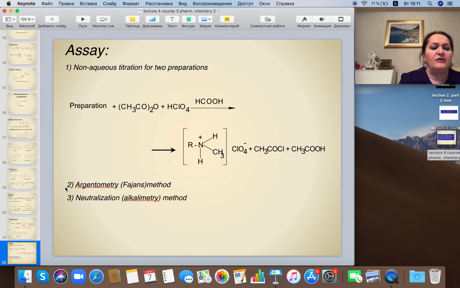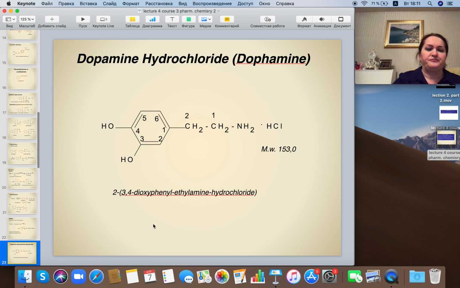The second method of assay, the argentometric method or Fajans method. You know that the argentometric method is divided into three kinds: Fajans method, Volhard method, and Mohr method. But in this case, we use the Fajans method. And the third method, neutralization or alkalimetric method, because this preparation is used as hydrochloride, therefore we determine it by the alkalimetric method with phenolphthalein indicator.